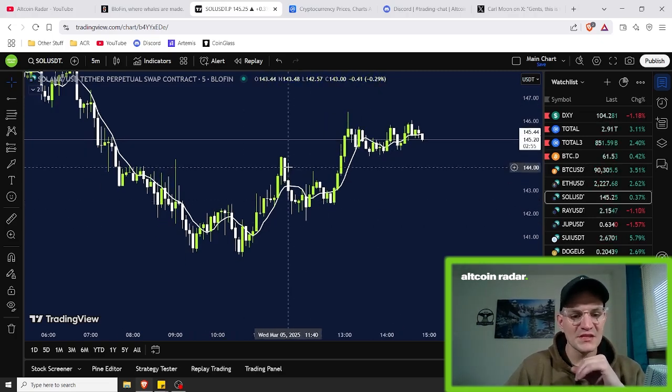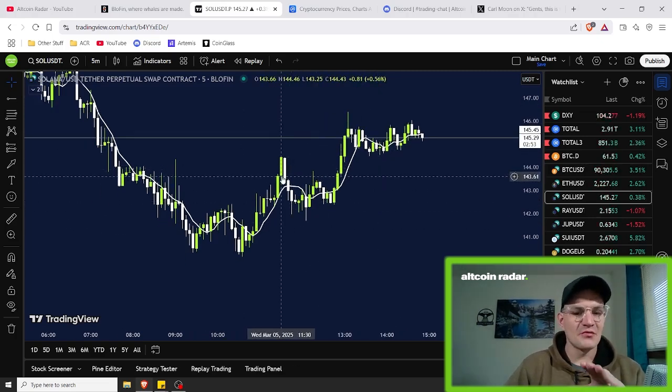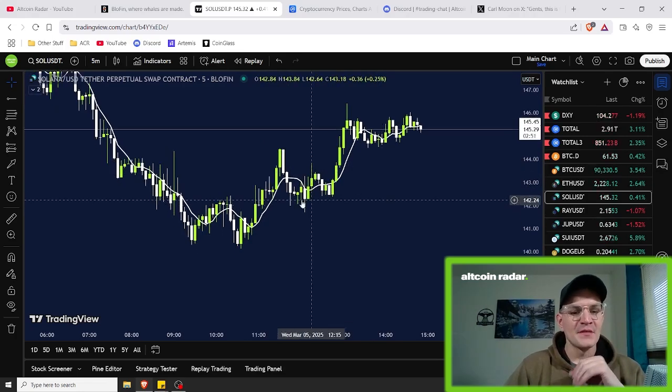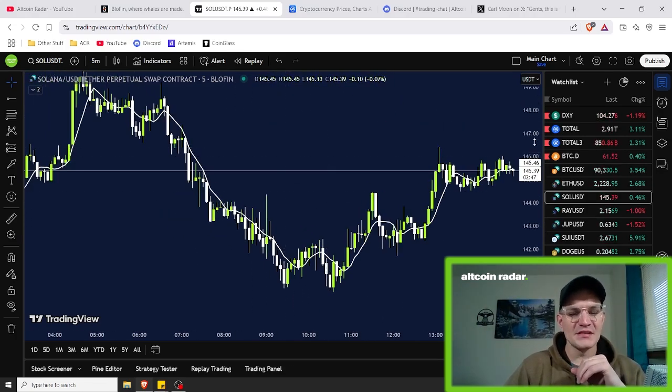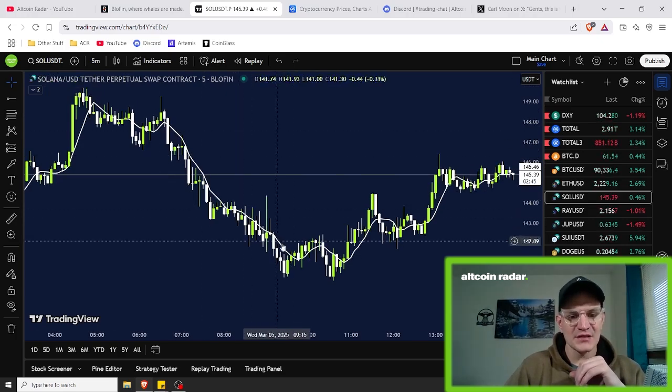When we have movements like this, though, this is kind of overall what I'm talking about here, okay? So when we have movements like this, what I'm talking about is at the end of a very long downtrend, as you guys can clearly see right here.